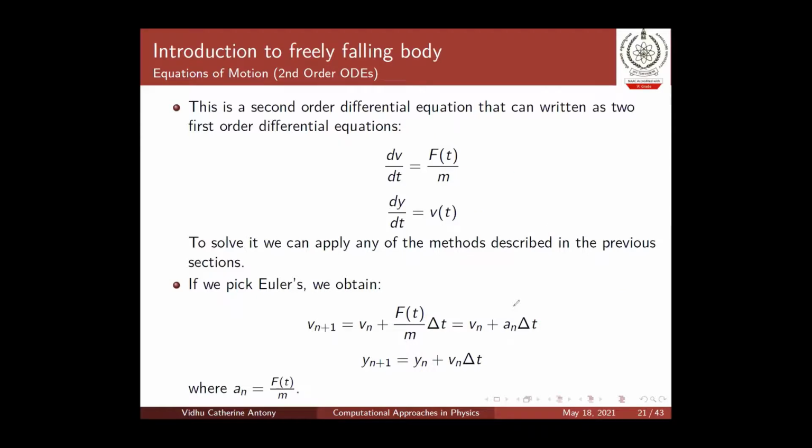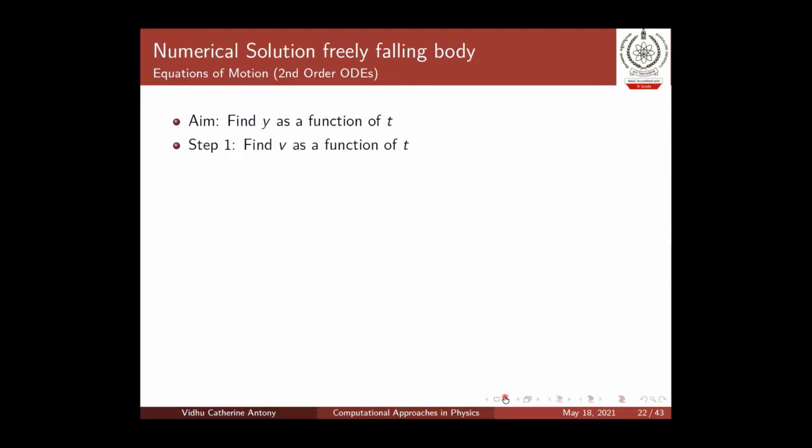Okay, so now let's look at this. Let me just review that. What is your aim? Your aim is to find y as a function of t. First, you find v as a function of t, and then you find y as a function of v. Once you find v, you can find out y from this.